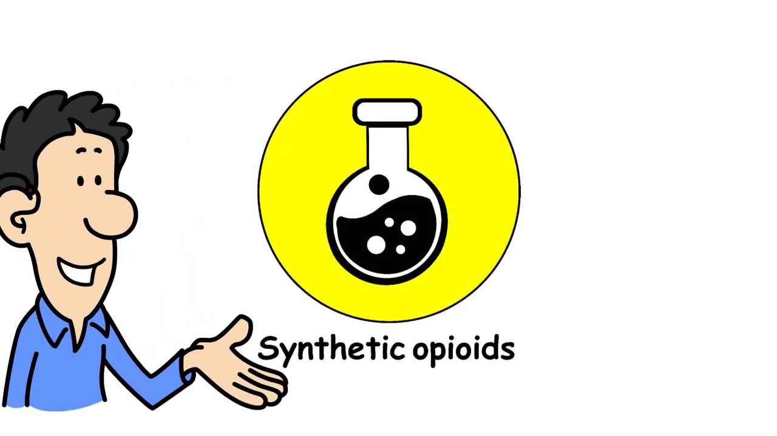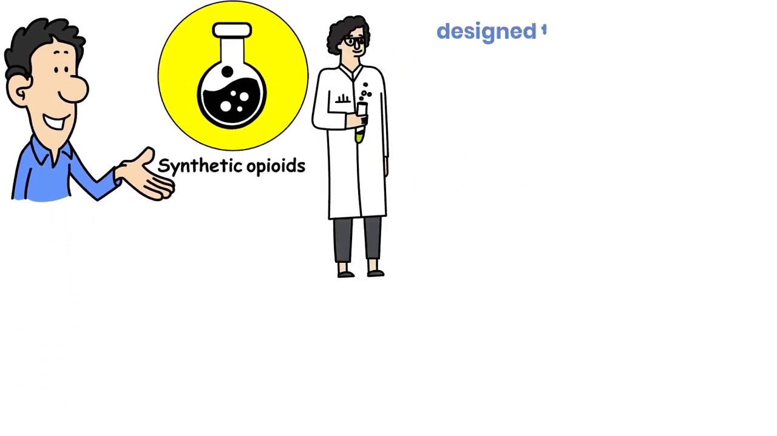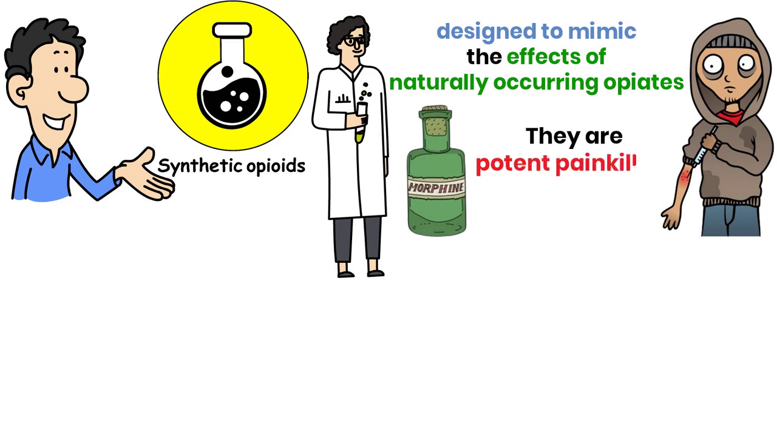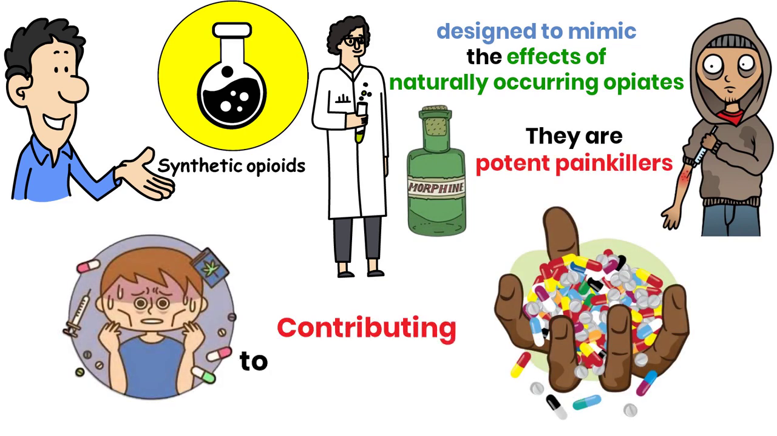Synthetic opioids. Synthetic opioids are man-made substances designed to mimic the effects of naturally occurring opiates like morphine or heroin. They are potent painkillers, but carry a high risk of addiction and overdose, contributing to the opioid crisis.